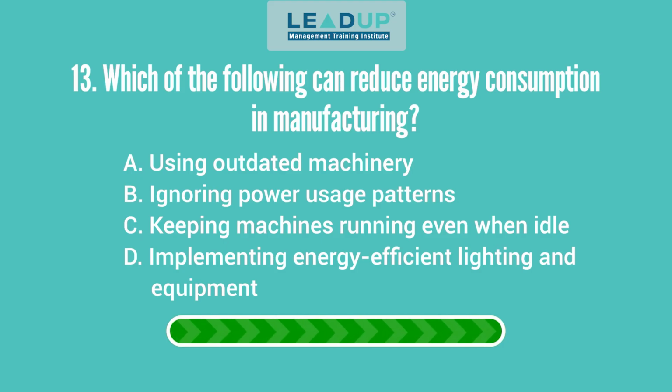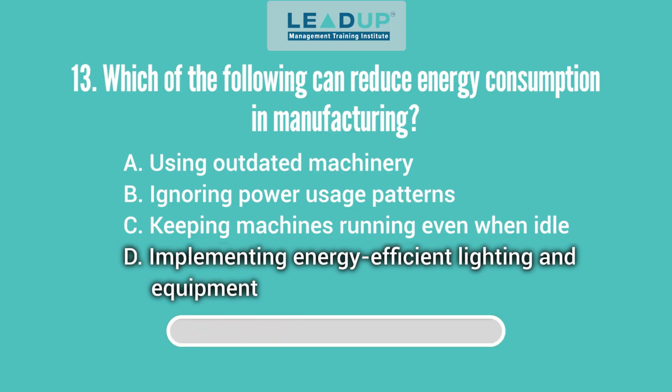Question 13. Which of the following can reduce energy consumption in manufacturing? A. Using outdated machinery. B. Ignoring power usage patterns. C. Keeping machines running even when idle. And D. Implementing energy-efficient lighting and equipment. The answer is implementing energy-efficient lighting and equipment.